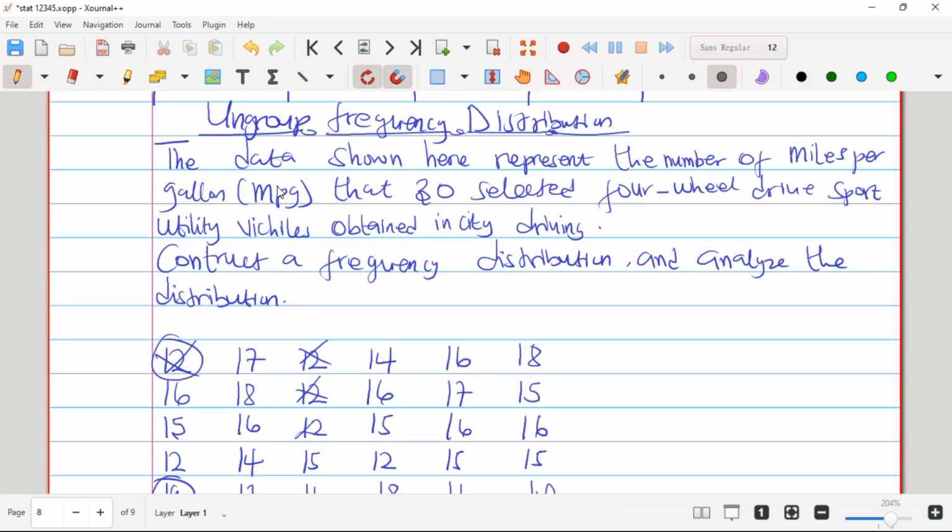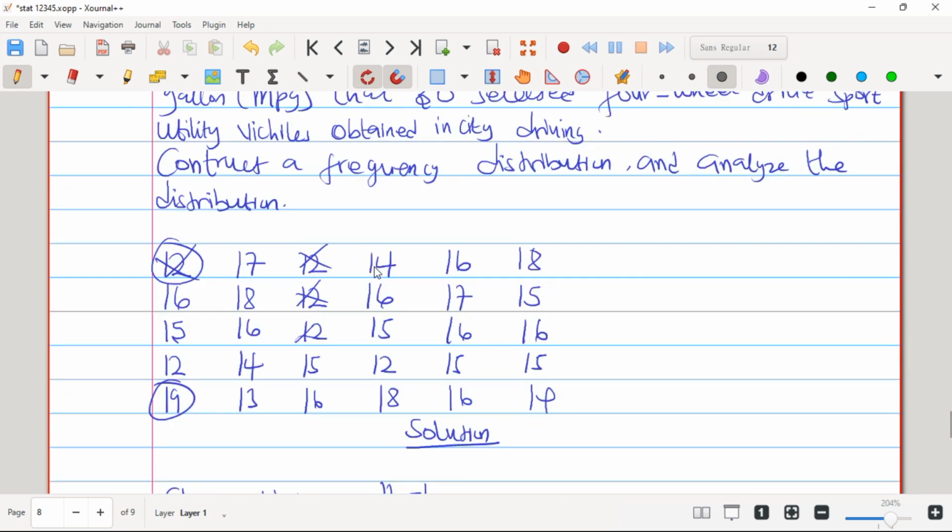So here it said the data shown here represent the number of miles per gallon that 30 selected four-wheel drive sport utility vehicles obtain in city driving. Construct a frequency distribution and analyze the distribution, right? So this is what we have, the raw data, and then we have to construct the frequency distribution for that.